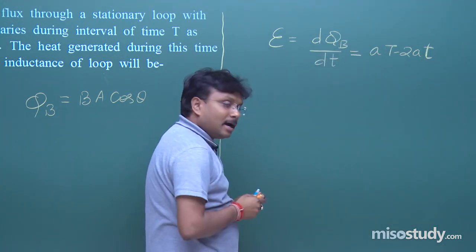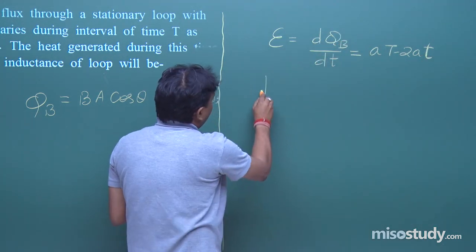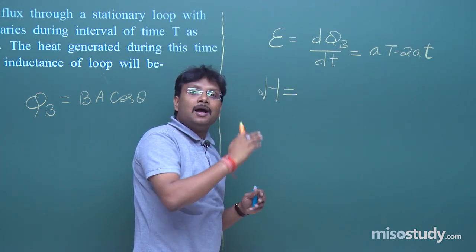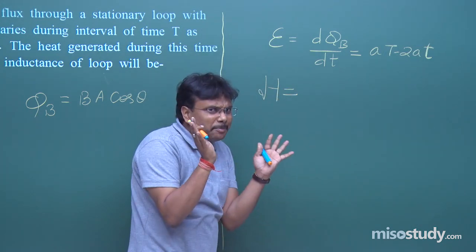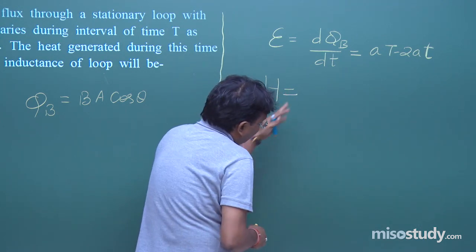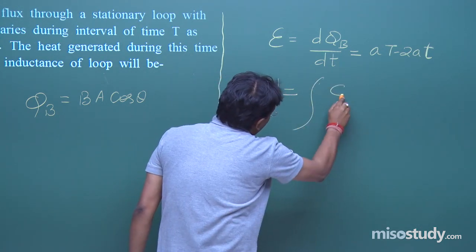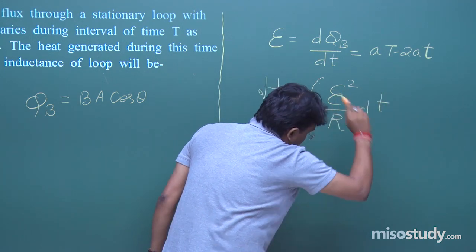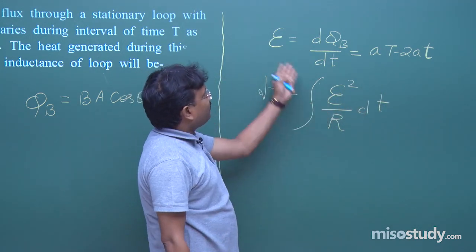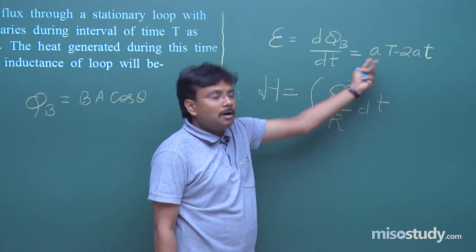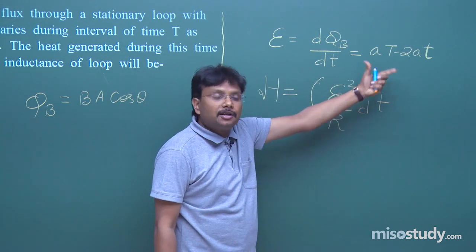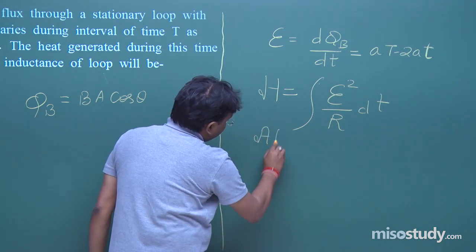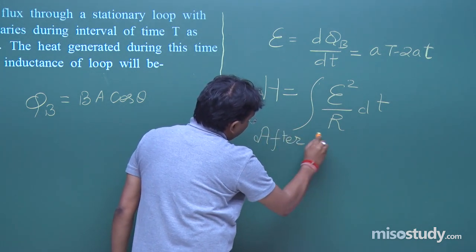From here, the heat generated, heat H, class 10th formula, is I square RT. So the same type of thing we will do, and how exactly we will do that? That is, I square R dt. Put the value of this square and differentiate it. So simply, what I will write down after solving.